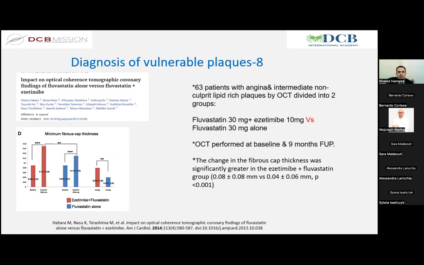Another study examined the impact of fluvastatin plus ezetimibe against fluvastatin alone on the thickness of the fibrous cap. They included 63 patients with angina and intermediate lesions. The change in fibrous cap thickness was significantly greater in the ezetimibe plus fluvastatin group, shown here in red bars, versus fluvastatin alone.